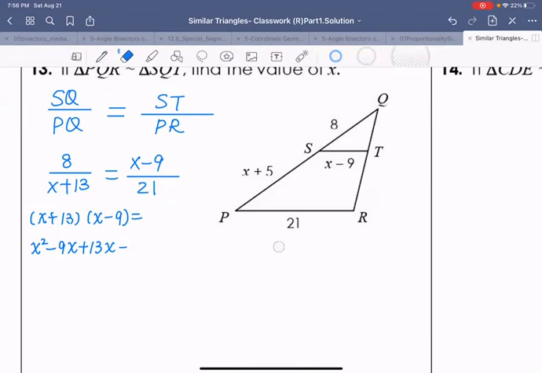I don't think so. 13 times 9, oh, sorry, 117. Yeah. Okay. Equals 168. Yes. Okay. So x squared plus 4x minus 117 equals 168. This equals how much?